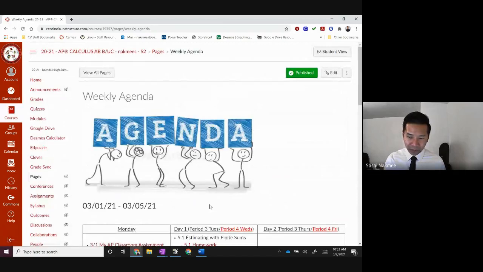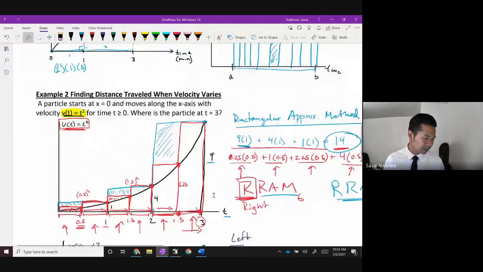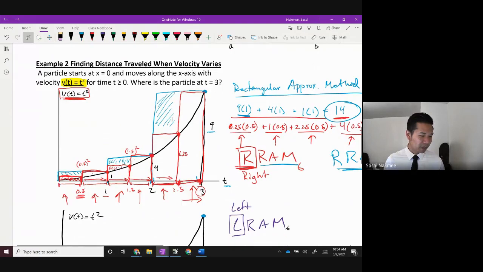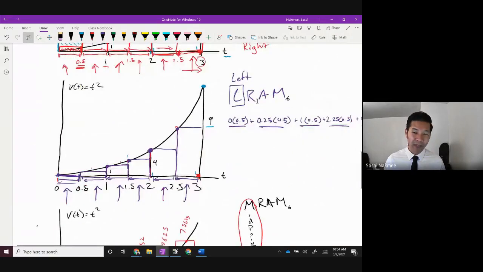We're going to continue with this whole idea behind LRAM, RRAM, and MRAM. But I'm going to leave you with this question, right? Is RRAM always going to be an over approximation? And if so, can you prove that to me? And if not, can you find out when it is not going to be an over approximation? And once you find that out, what can you say about LRAM then? Is LRAM always going to be an under approximation? And if so, can you prove it? And if not, can you show me an example when it's not going to be an under approximation? So think of an example when that's the case.